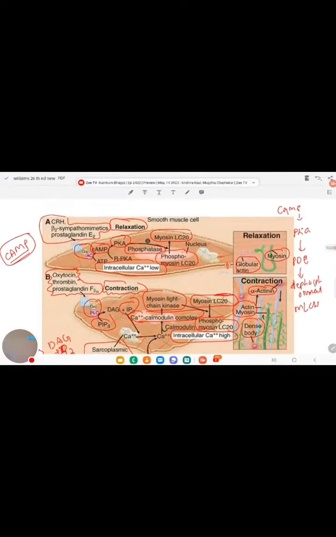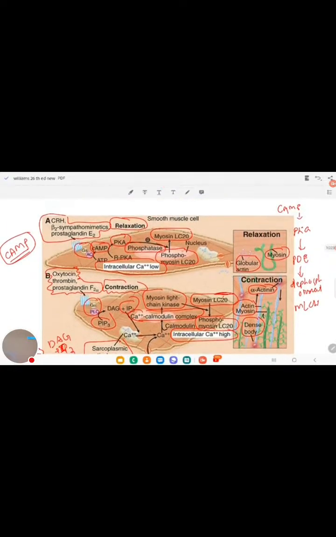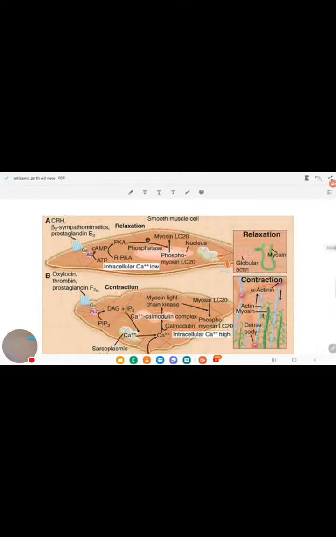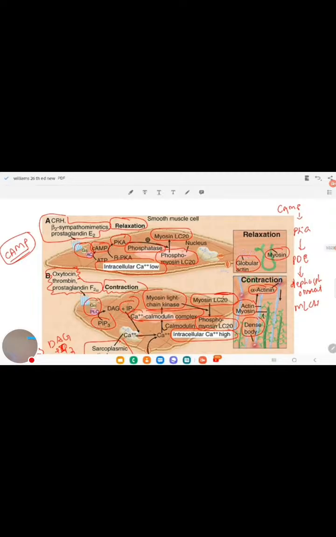Okay, here the corticotropin releasing hormone or beta sympathomimetic or prostaglandin E2 act through the G protein coupled receptor. What happens? The ATP is converted to cyclic AMP. The cyclic AMP activates the protein kinase A. This is the smooth muscle that is in the relaxation phase.